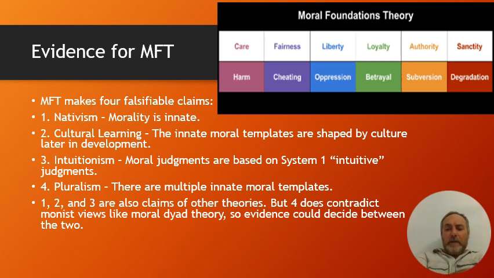So, any good theory is going to make claims that can be falsified, and moral foundations theory makes four of them, right? So they have this nativist claim. They claim that morality is innate. That might turn out to be false, right? They claim that this innate moral template is later shaped by culture and development. That could be false. They make this claim about intuitionism, right? That moral judgments are based on system one intuitive judgments. It could be false. We've seen evidence for all of these things, right? And in fact, most all the other theories kind of agree on one through three. So it's actually four where we have the potential for deciding between the theories.